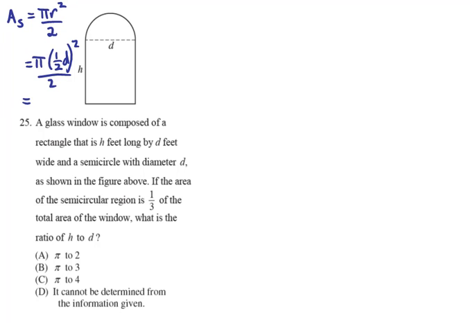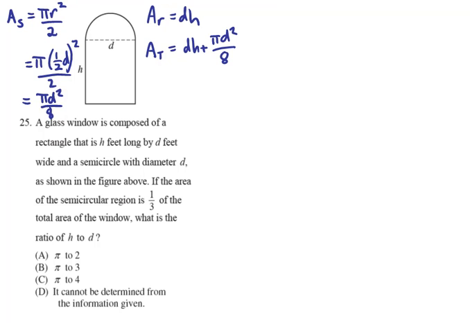If we simplify that out, we're going to end up with the area of the semicircle being pi d squared over 8. So 1/2 d, quantity squared, would give us d squared over 4. The 4 would go into the denominator and we'd get 2 times 4, which is 8. Now the area of the rectangular region is simply dh. And the total area then would be the sum of those two, the rectangular region plus the semicircular region. So the total area would be dh plus pi d squared over 8.